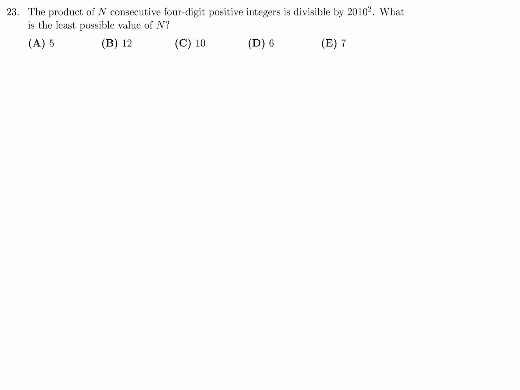The product of n consecutive 4-digit positive integers is divisible by 2010 squared. What is the least possible value of n? So they're saying you've got some numbers, there's n of them, and they're all 4-digit numbers, and when you multiply them together, you've got this big long product, and it divides by 2010 squared. It gives you some integer.